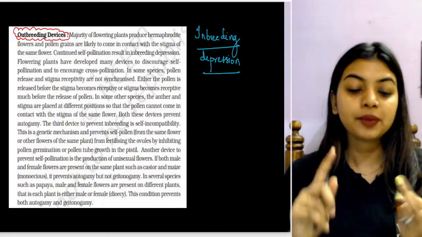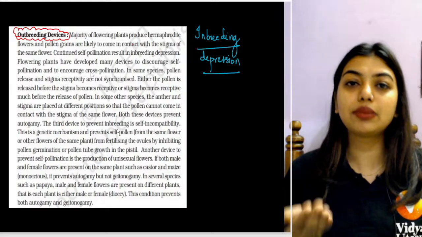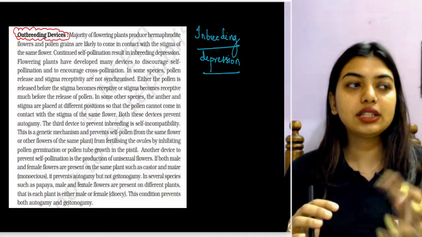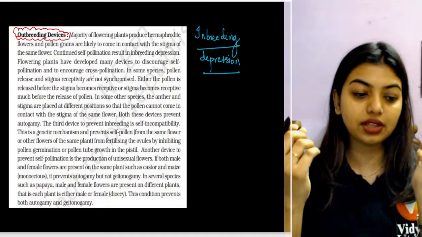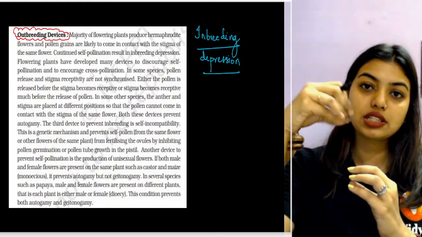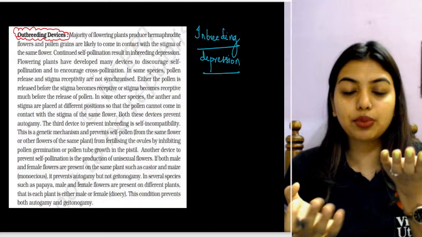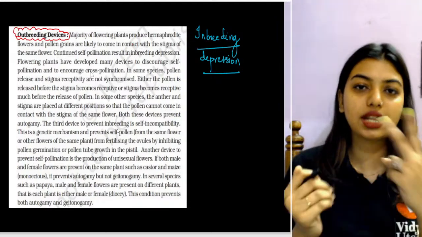First method of that. Second thing that they're going to do is change the position of the stigma and the anther, where the stigma will be above and the anther will be below. Now if the anther has to dust the pollen grains on the stigma, the position has to be right. If the position is changed, then the anther will not be able to dust the pollen grains on the stigma. That is the second thing.